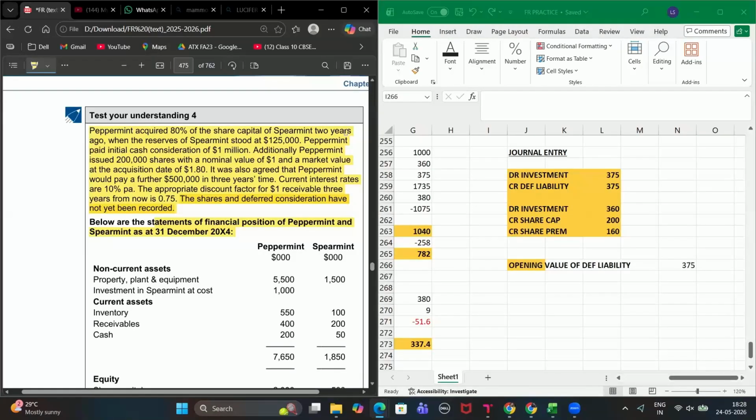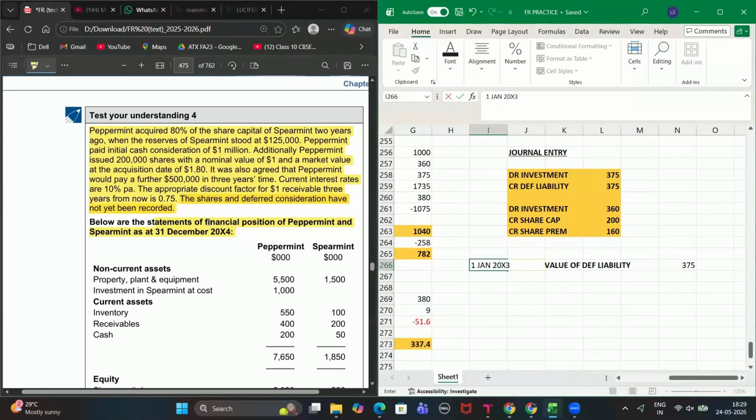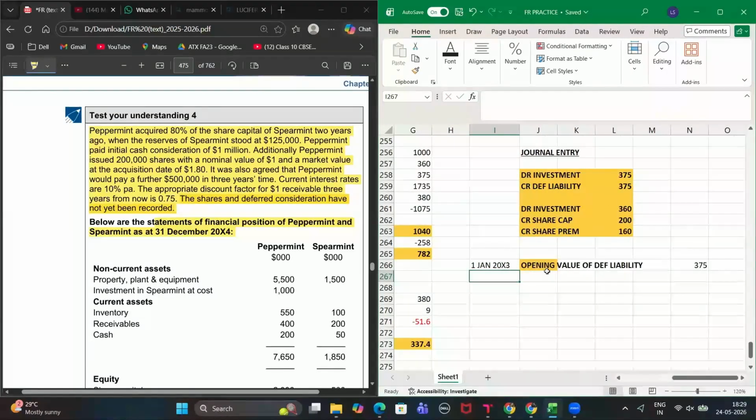But what will be the date? What is today's date as per the question? 31st December 20x5. So 2 years ago means 1st Jan 20x3. Is it clear, guys? This is the opening value of deferred liability on 1st Jan 20x3.